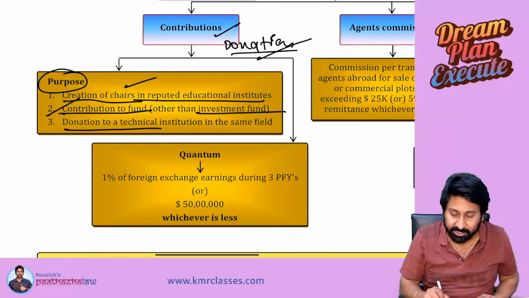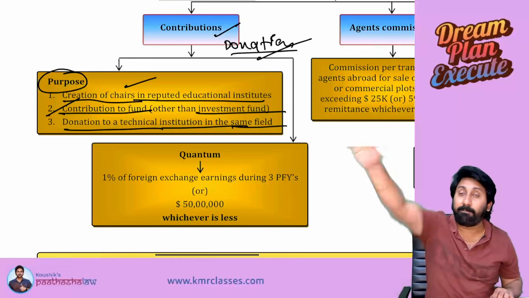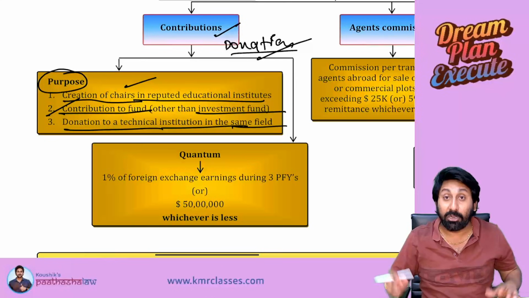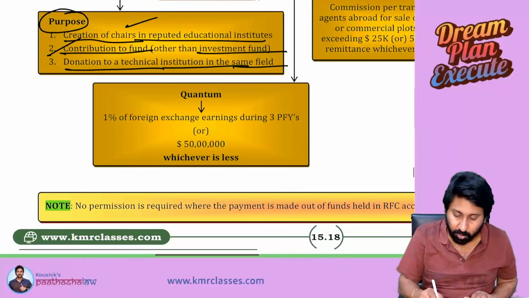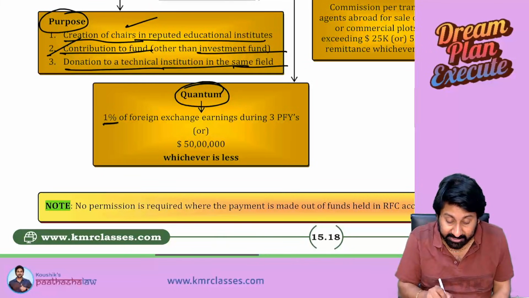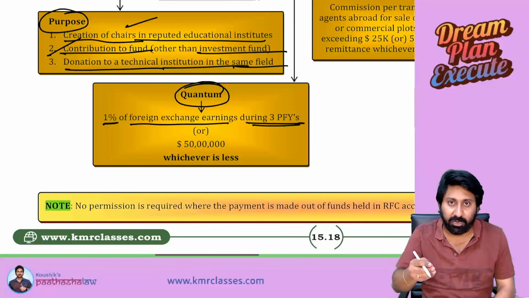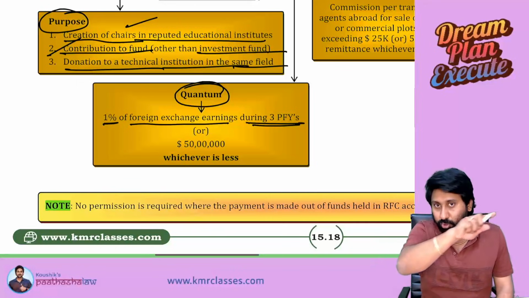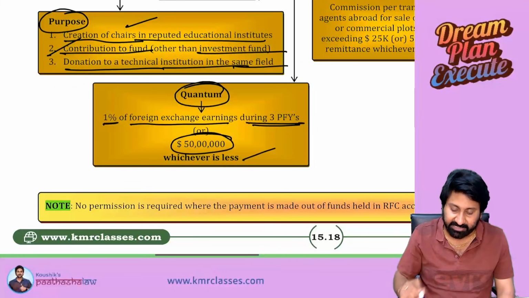Next, donation to a technical institution in the same field. Means what? I am in medical, and there is another company in USA that is also in medical. They are doing a lot of hard work and research, and I wanted to give them. Give it, no problem. Quantum: how much can you give, up to what extent is RBI permission not required? 1% of foreign exchange earnings during 3 years. The 3 years' data they will give in the question, the foreign exchange earnings they will give. Total them, take 1%, or $50 lakh, whichever is less.